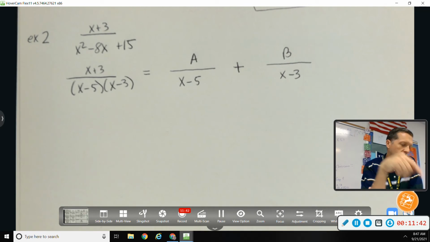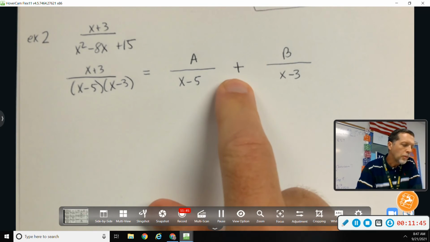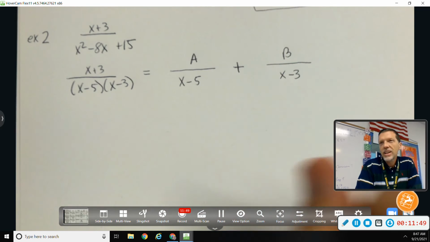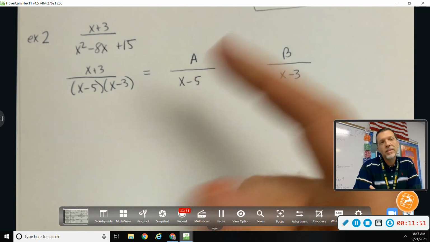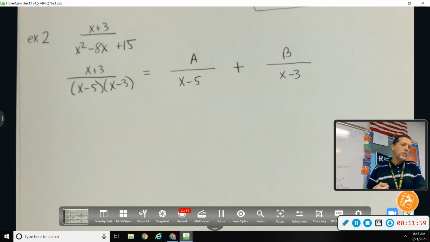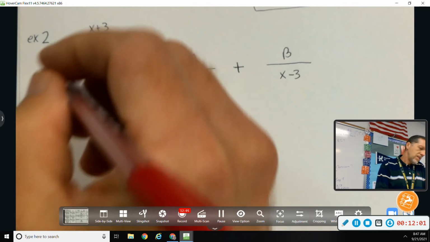Yes, good question. Is it always going to be plus? Well, we'll set it up with a plus. B might turn out to be negative, but that's fine. Set it up as plus. You can set it up as minus, but that would be kind of weird. So what would we do next? You have to do the bracket.